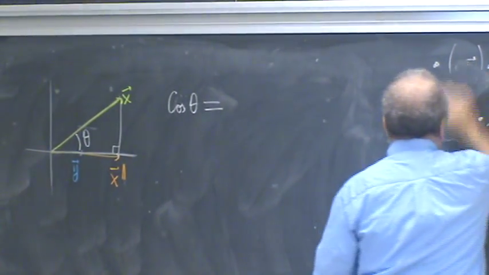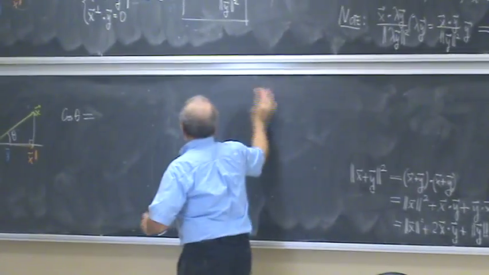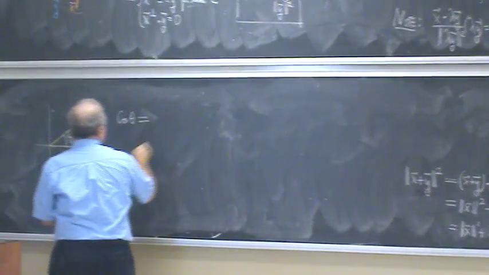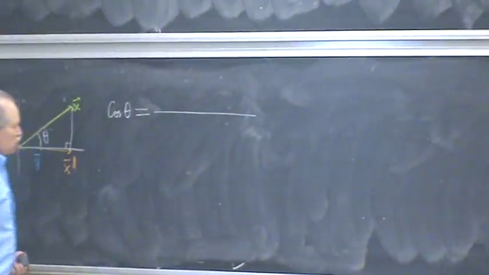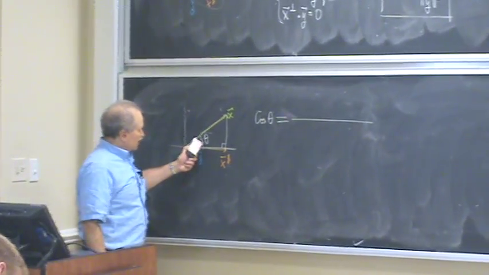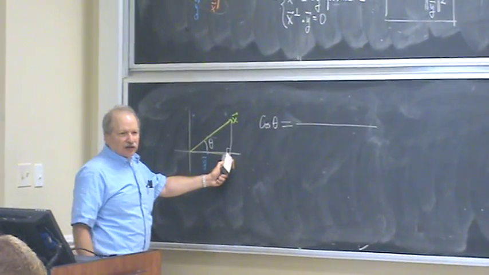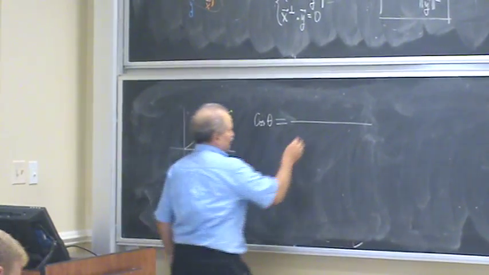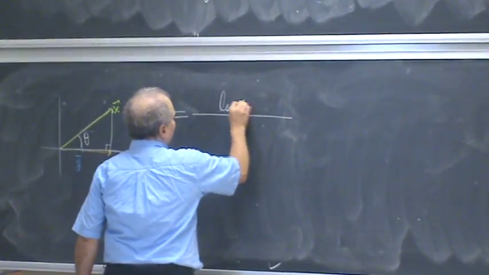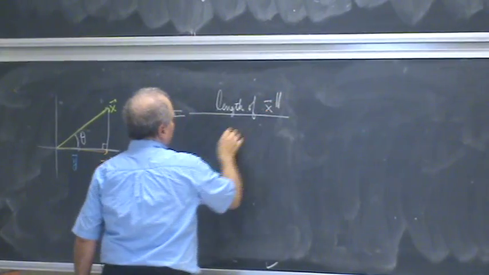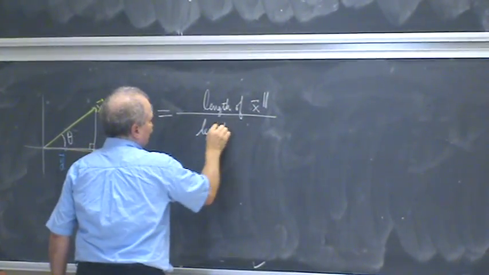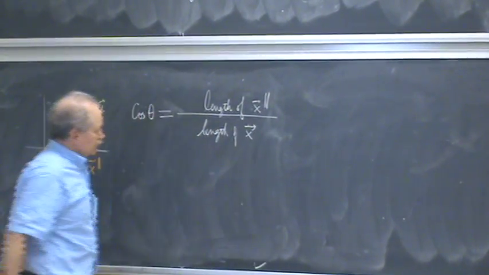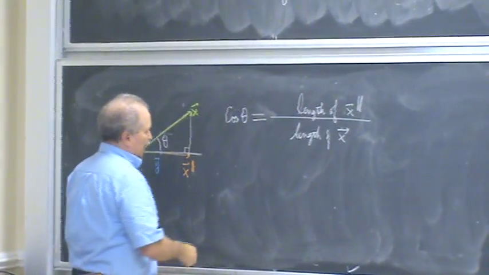Now, I'm going to cheat here and leave a little extra room. So do that when you're taking notes. But would you agree that the cosine is the length of x parallel over the length of x? Yeah. Okay. So let's figure out what that is.